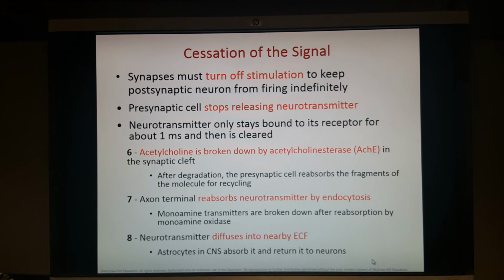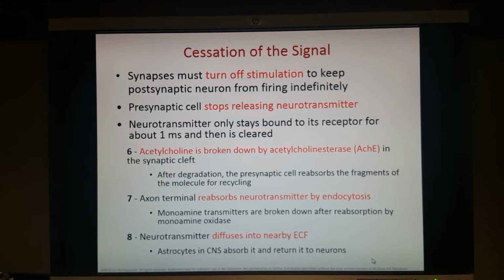So we've covered how to start a signal inside of the postsynaptic cell. Now we have to stop it. So in order to turn off the stimulation, there's multiple ways to do so. So first one, your presynaptic cell can stop releasing neurotransmitter. So no new neurotransmitter is able to bind to the receptor as a ligand, which helps to stop the signal from continuing in the postsynaptic neuron.